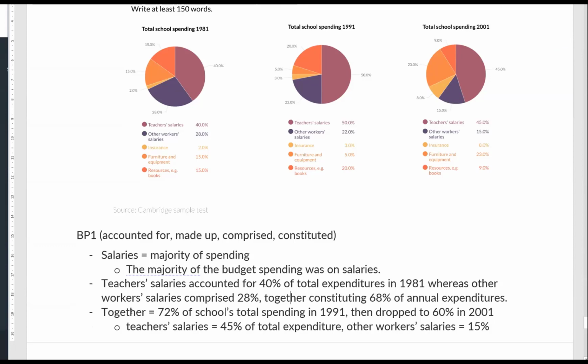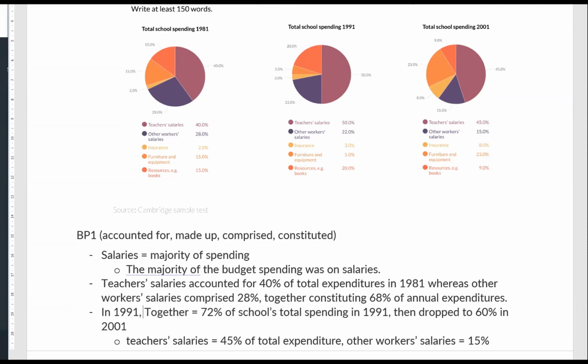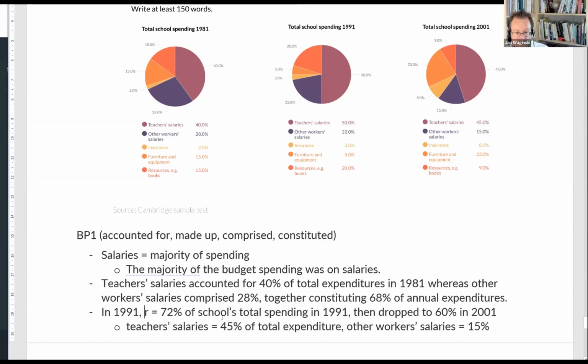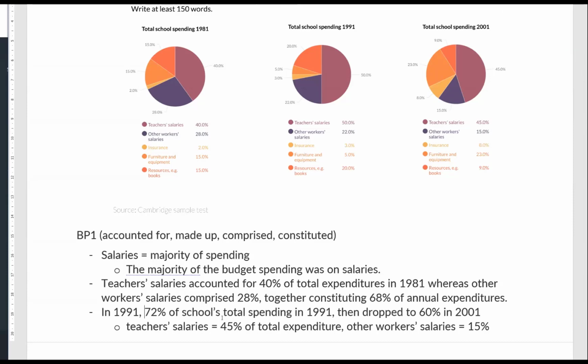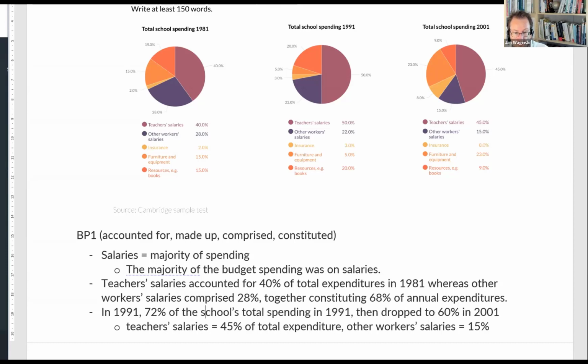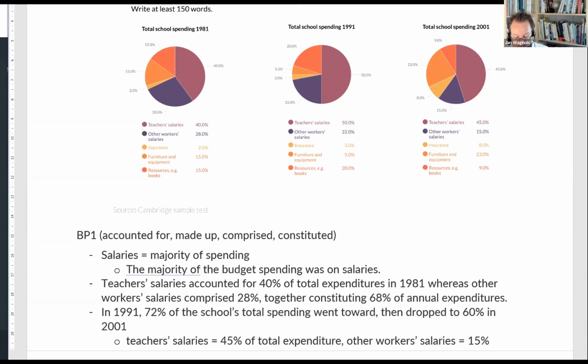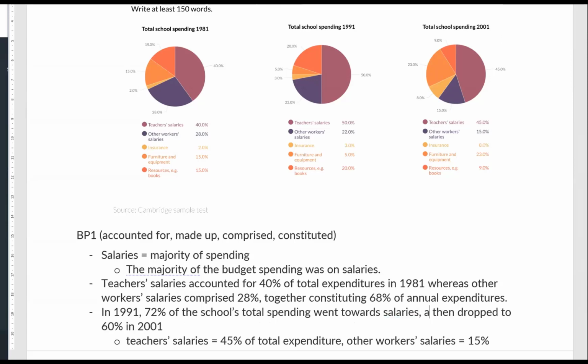Okay. Teacher 17. Okay, so in year 1991, 72% of the total expenditure went towards teachers' salaries. Went towards teachers or all salaries? It is 72%, all salaries. Right. 72% of the school's total spending went towards salaries. That's how you did it. Went towards salaries. And then dropped to 60% in 2001.